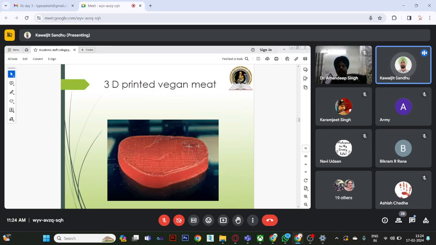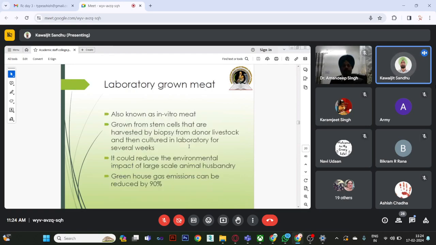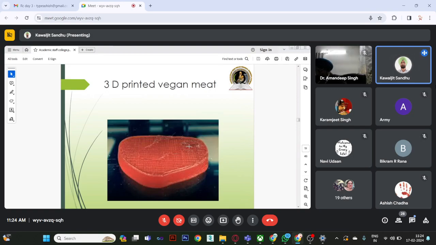Another important one is 3D printed vegan meat. We have vegan meat and lab grown meat. Vegan meat is also becoming very common, because it is all plant based, but its texture is similar to meat. So we control different food materials and their composition, and then we print meat with texture and appearance similar to meat, but it is made from plant sources.